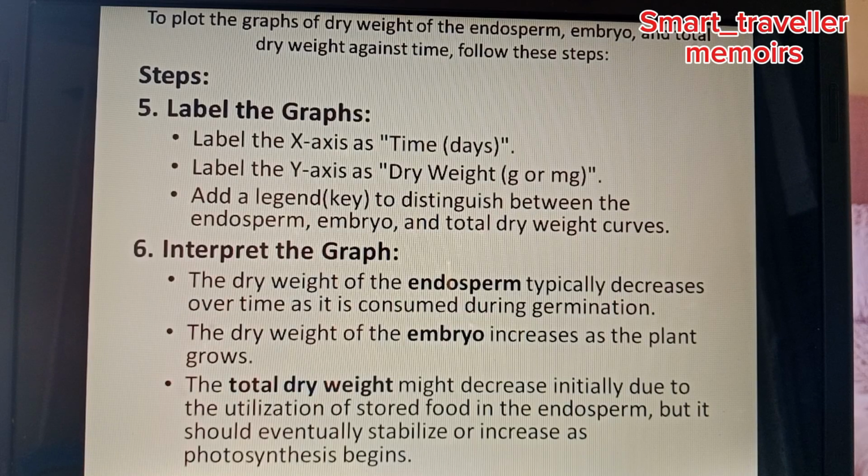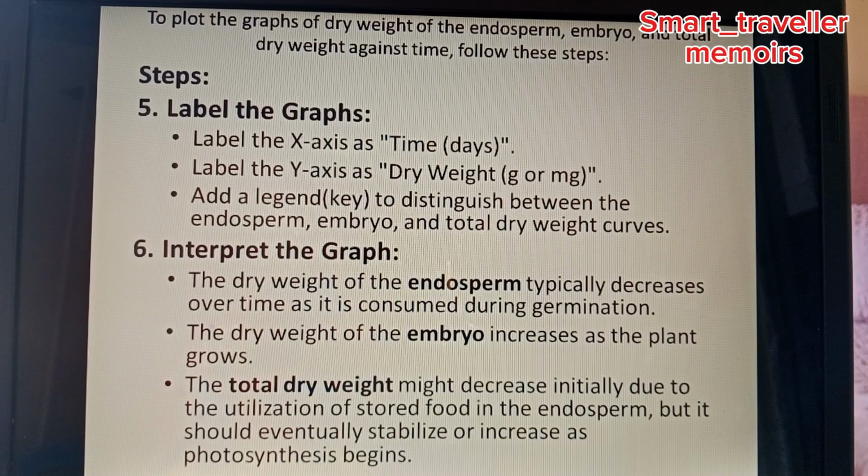Step 5, label the graphs or identify the graphs. Label the x-axis as time in days, the y-axis as dry weight in grams or milligrams, and add a key or legend to distinguish between the endosperm, embryo, and the total dry weight curves.